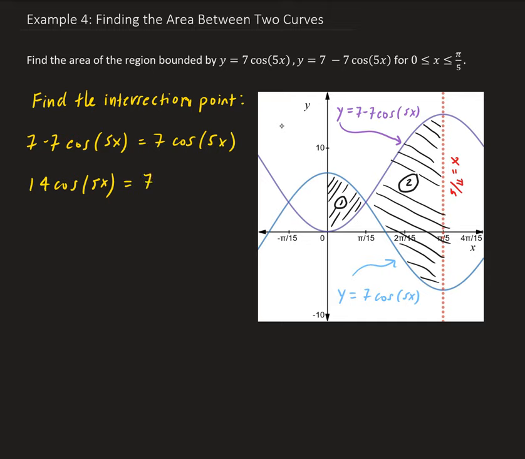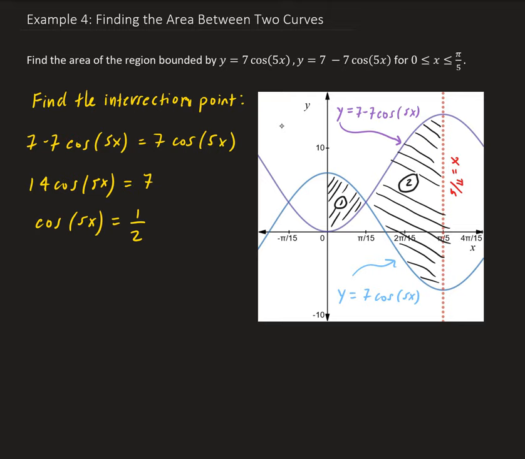Basically I moved the 7 cosine 5x from the right to the left side, and then moved the 7 to the right side. Then the negatives cancel out, and this is what we end up getting. From here we have cosine of 5x equals 7 over 14, which gives us 1/2.